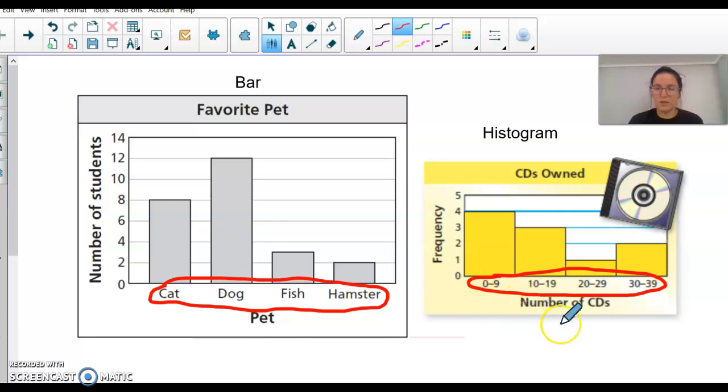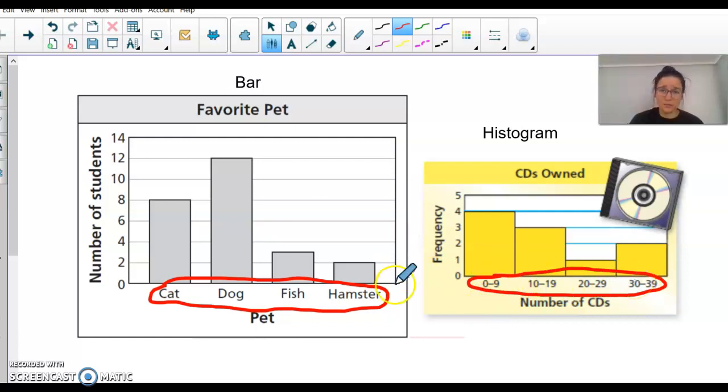If I count 0 to 9: 0, 1, 2, 3, 4, 5, 6, 7, 8, 9. That's 10 numbers in that interval. So if that's 10 numbers, then 10 through 19 has to include 10 numbers: 10, 11, 12, 13, 14, 15, 16, 17, 18, 19. So 20 through 29 has to include 10 numbers: 20, 21, 22, 23, 24, 25, 26, 27, 28, 29. So all these intervals have to include 10 numbers.